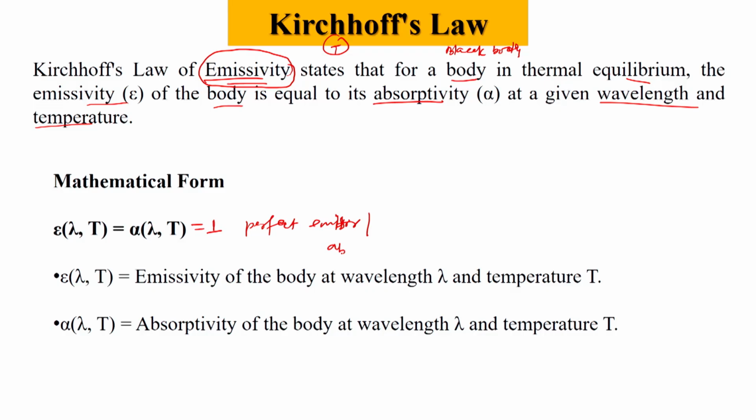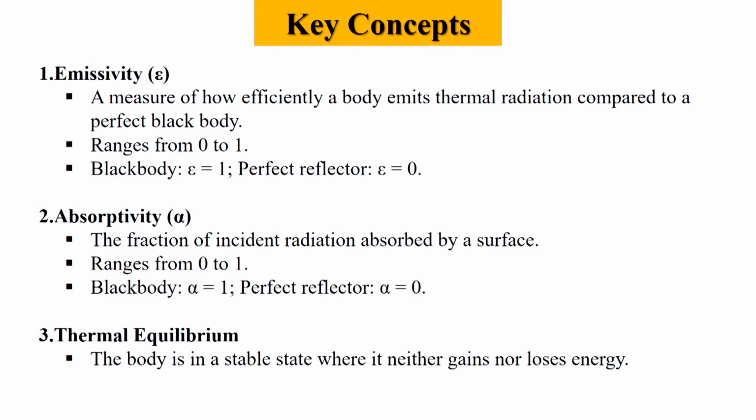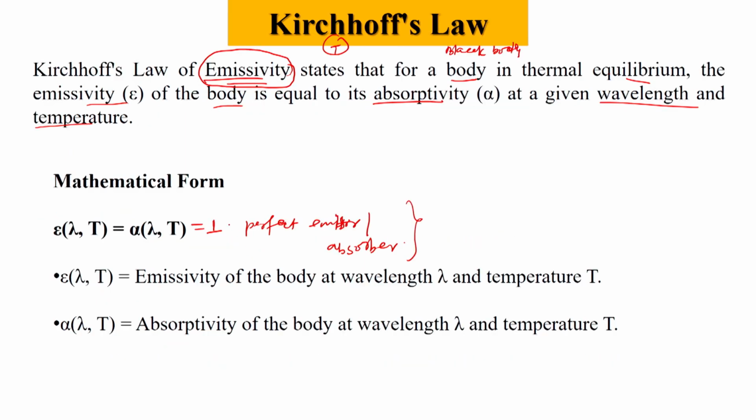Perfect emitter or absorber. The emissivity of the black body and the absorptivity of the black body will be the same. You just have to remember this one. And what is emissivity? Emissivity is how efficiently a body emits thermal radiation compared to a perfect black body. If it is a perfect emitter, it becomes 1, and when it becomes 1, it will be like a black body.